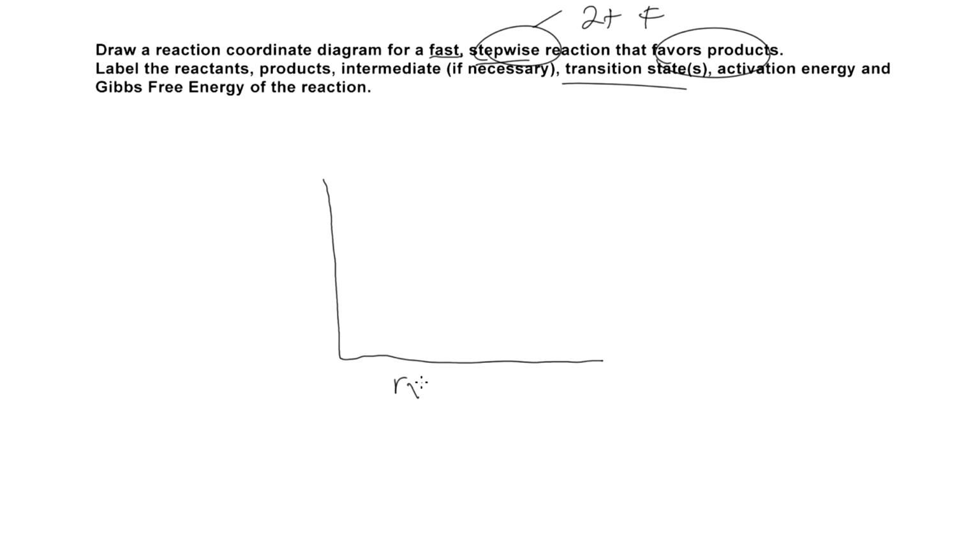So we're going to start by drawing the generic coordinate diagram here. On the x-axis we have reaction progress. And on the y-axis we're going to have energy. So since we know this reaction is fast, we're going to have a low activation energy. And since it's favoring the products, we know that this is going to be exothermic. So in saying that, we know that over here our products are going to be lower energy than our starting material or our reactants, which will be kind of over here.